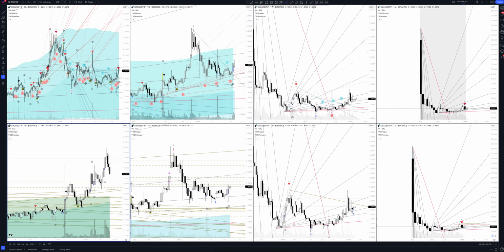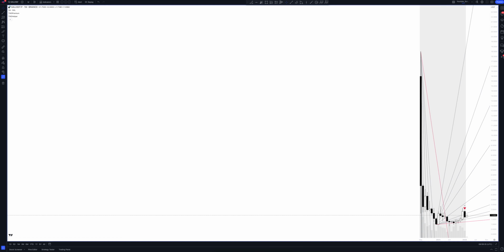Today we will take a look at Galxe cryptocurrency. Let's analyze the market situation and find out how you can make money on it. Let's start. We always start our analysis from the global market.